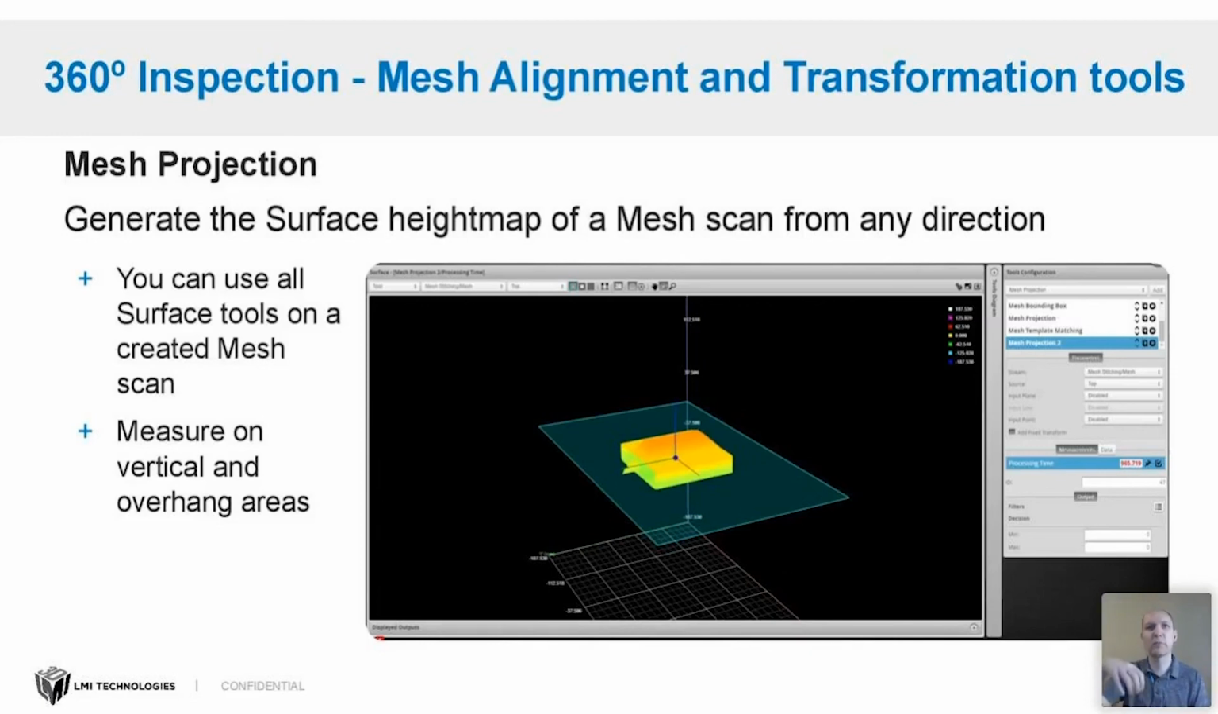So you could be looking at it from the top down or from the side. You're basically generating a height map from a specific direction. And so this allows you to perform measurement in these difficult areas like the sides or the overhang areas, because you can generate a view from that specific area such that you're perpendicular to that surface and get more accurate measurements that way.